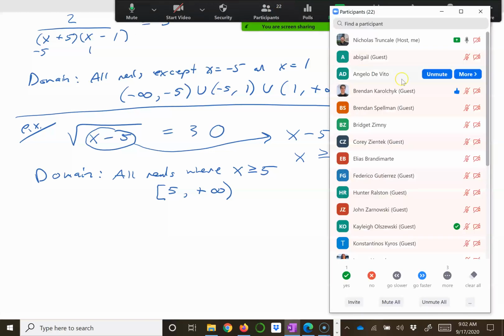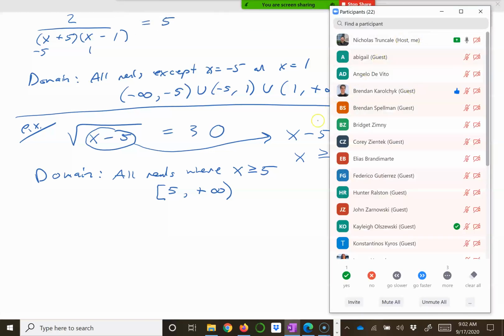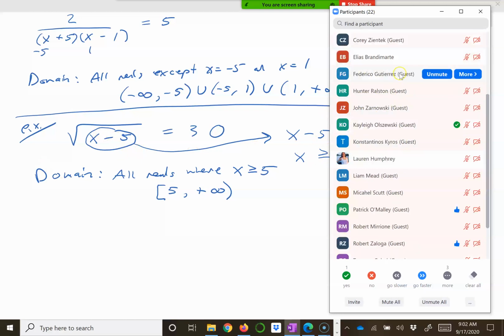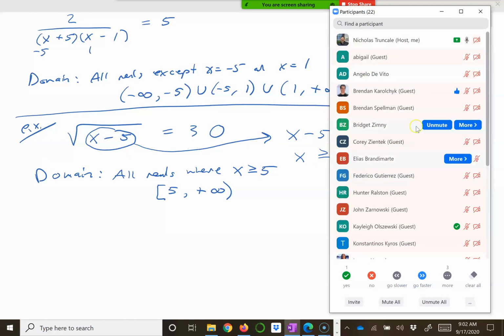All right, any questions on that? So that process will be the same for all square roots. You take the radicand, set it greater than or equal to 0, and then isolate x, and it basically gives you your domain. Okay? All right, wonderful.